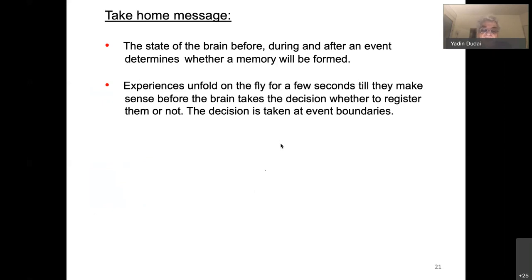It's anthropomorphism. It's not that the brain really intends to make sense. What we are saying is that the computations in the brain find out whether it makes sense for us before the brain takes the decision, again anthropomorphism, but we can use that, whether to register the information or not. The decision is taken at event boundaries, or if you wish to use other terminology, the decision is taken when there is a surprise occurrence in the event. No surprises, very little memory. Surprises do not have to be really big surprises.